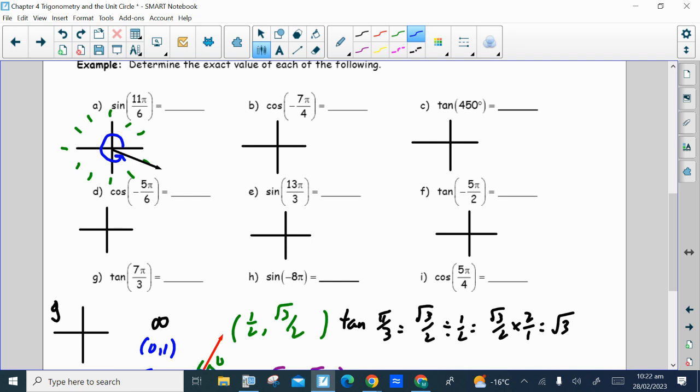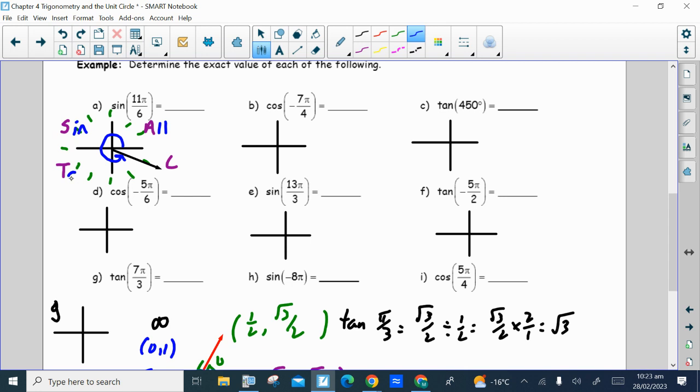And we're also going to use what's known as the CAST rule. We spell the word CAST, C-A-S-T, starting in the 4th quadrant and working our way around in a counterclockwise direction. That tells you which ratios are positive in those quadrants. A stands for all. They are all positive in that quadrant. S stands for sine. In the 2nd quadrant, the sine is positive. That means that cosine and tangent are negative there.